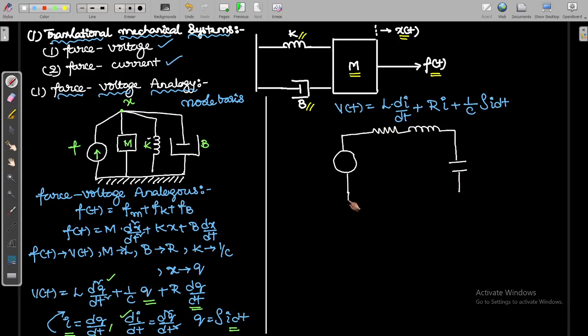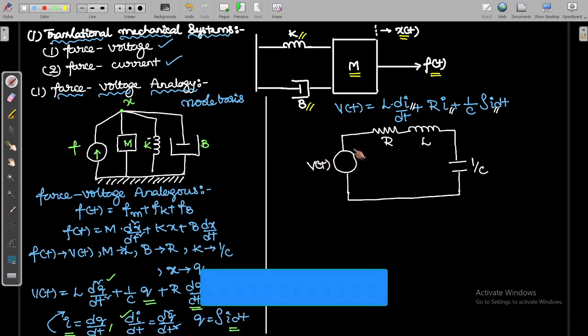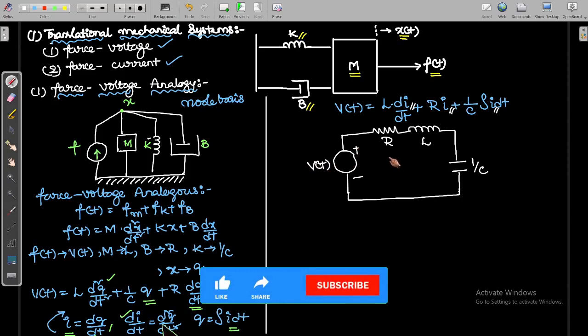Why? Because we are connecting in series, because the same current flows in all the elements, if you observe the equation. That's why we represent it like this: R, L, and we can replace this equation with 1 by C. So what is the current flowing? Here you are applying some voltage V of t, plus and minus, and the current flowing here you can take as I of t.